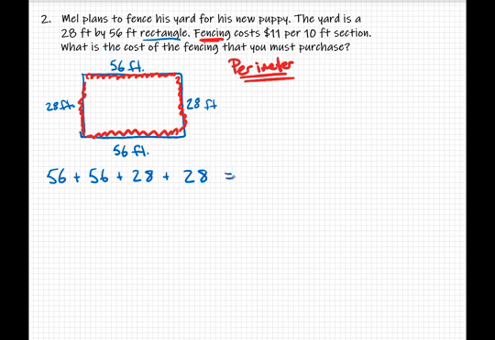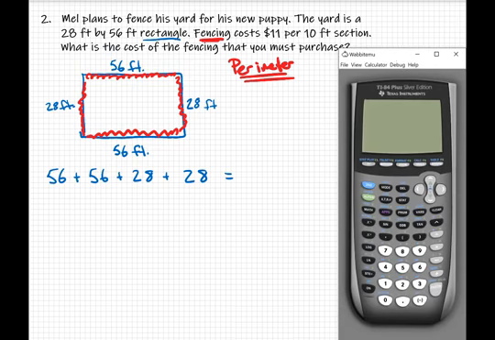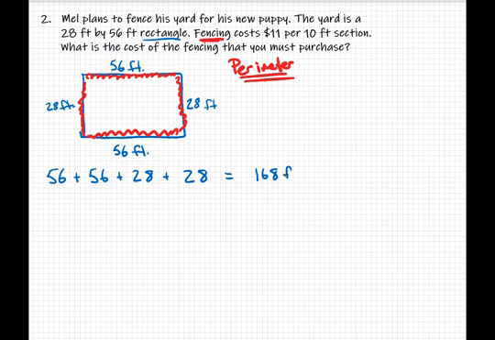So total, we could pull up the nice handy graphing calculator. Let's say 56, 56, 28, and 28. That's a total of 168 feet needed. So we need 168 feet of fence to go around the yard.